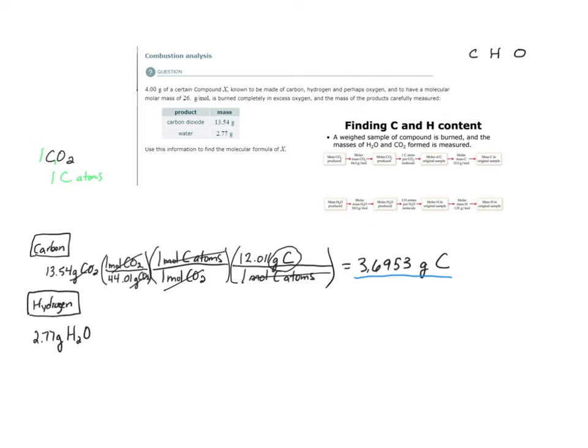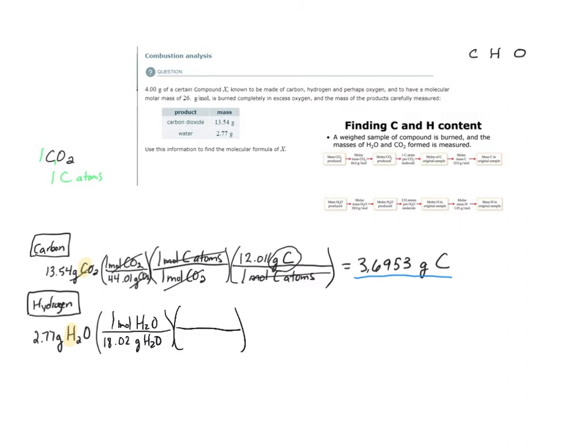Remember our picture of our setup for combustion analysis. The hydrogen is in the water. We see the H here. The hydrogen is in the water, and the carbon was in the carbon dioxide. So let's find out how many grams of hydrogen were in our sample that were burned up and used to produce water. So we had 2.77 grams of water. We're going to follow this track now. Let's find out how many moles of water we had produced by using the molar mass of water: 18.02 grams of water in 1 mole of water.